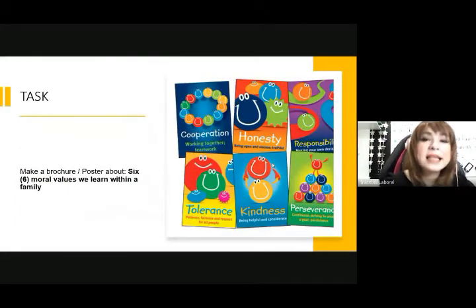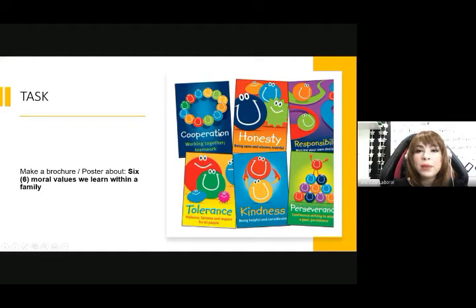Okay, this is task number 1. You have to make a brochure or a poster about 6 moral values we learn within the family. Like in the example here, we have cooperation, honesty, responsibility, tolerance, kindness, and perseverance. So you make the poster or the brochure with a small definition of the value and then an illustration. You submit this task to the platform on time.